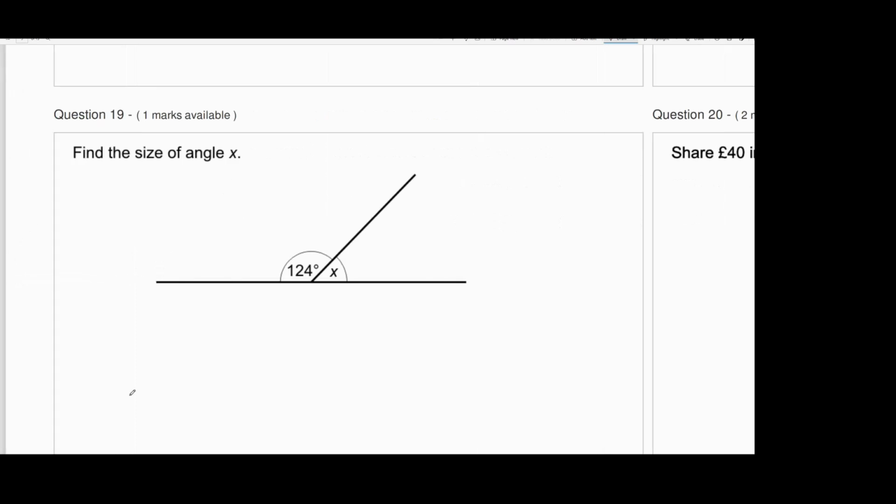So number 19, they want us to find the size of angle X, not with a protractor. They want us to work it out. This comes up every year. So we need to remember what the angles on a straight line will add up to. So what do angles on a straight line add up to?